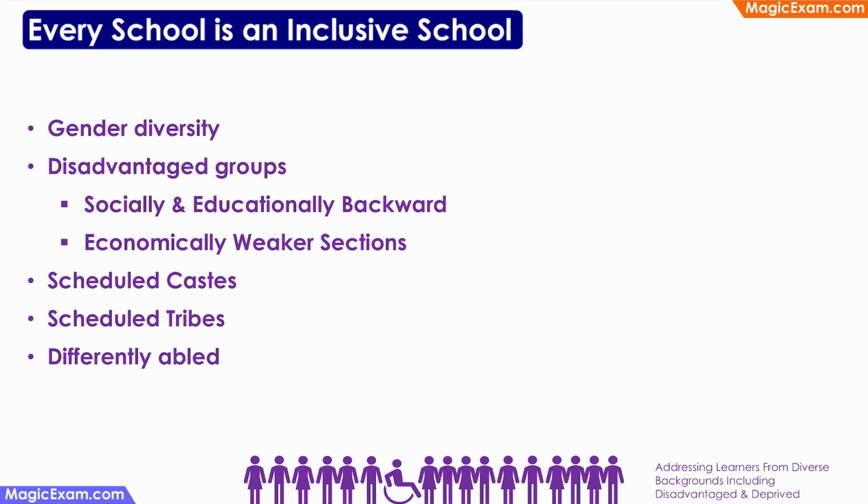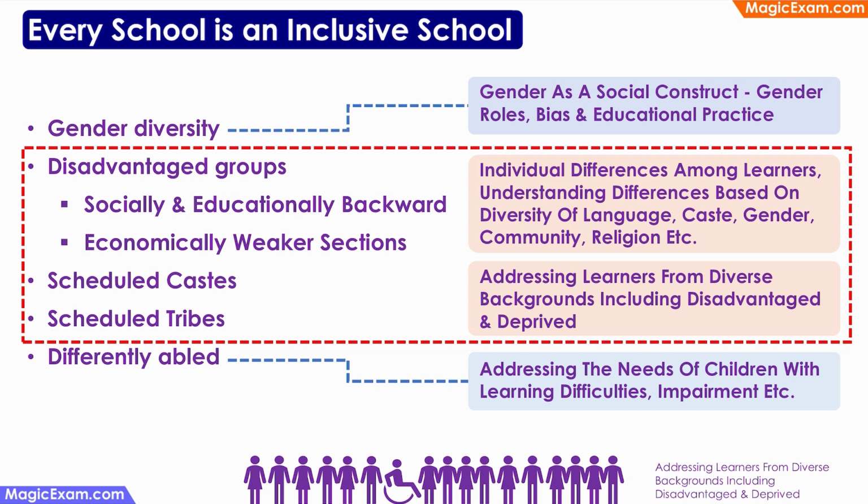That is, every school will have children from both genders. Every school will have children from disadvantaged groups, including socially and educationally backward groups and economically weaker sections also. And you will also have children from scheduled castes, scheduled tribes, and differently abled children. So the CDP syllabus also has been designed in the same way.